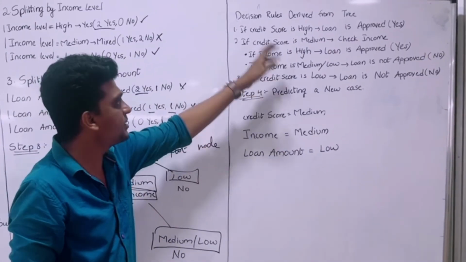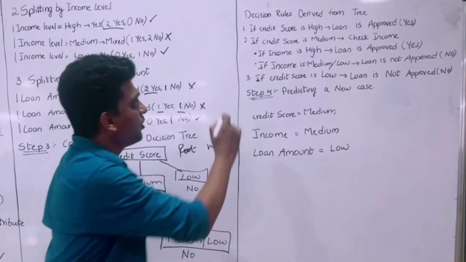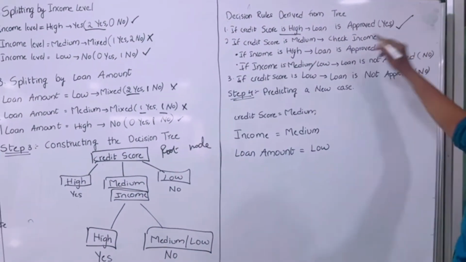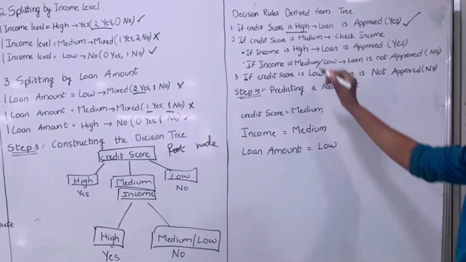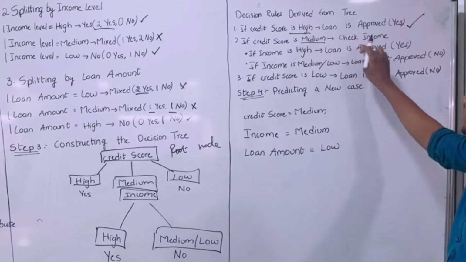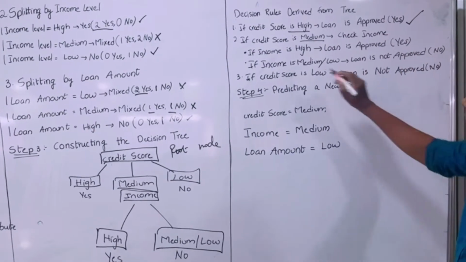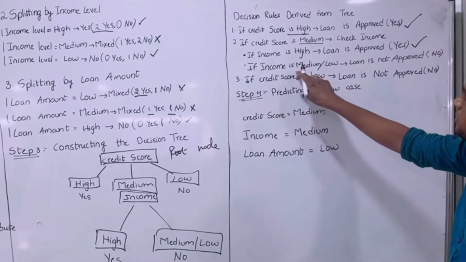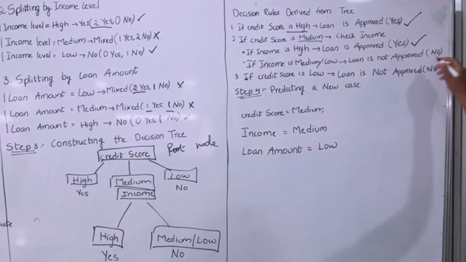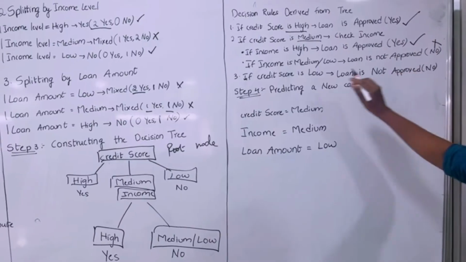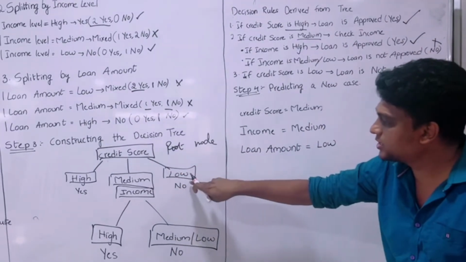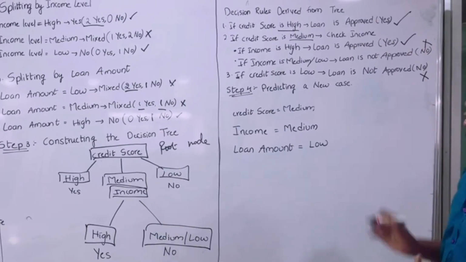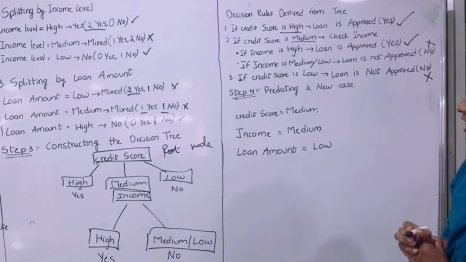Now we compare the decision rules derived from the tree. If the credit score is high, they approve the loan. If it is medium, they check the income. Finally, if the income is high, the loan is approved. If the income is medium or low, the loan is not approved. At the same time, if the credit score falls under low, at that time itself they have rejected the loan. So this is how we construct a decision tree.